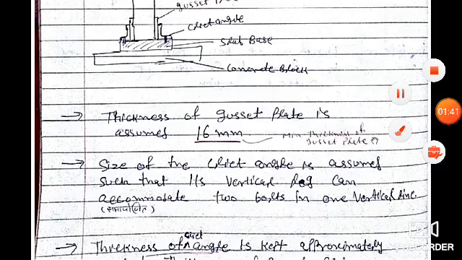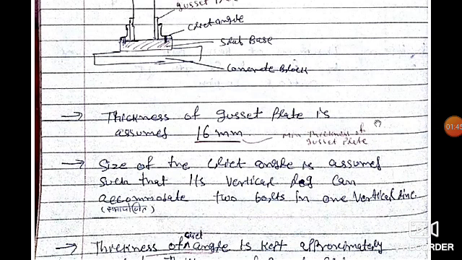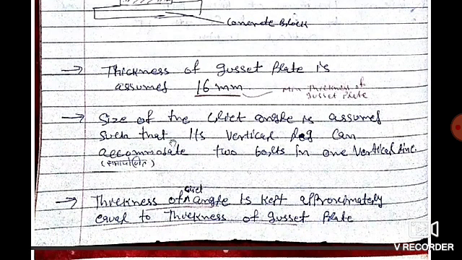Now, from the objective point of view, what we have to remember is that the minimum thickness of gusset plate we have to use is 16 mm. It should be 16 mm. The minimum thickness is required, and no plate should be taken less than this thickness. The minimum thickness is 16. Please keep this in mind.